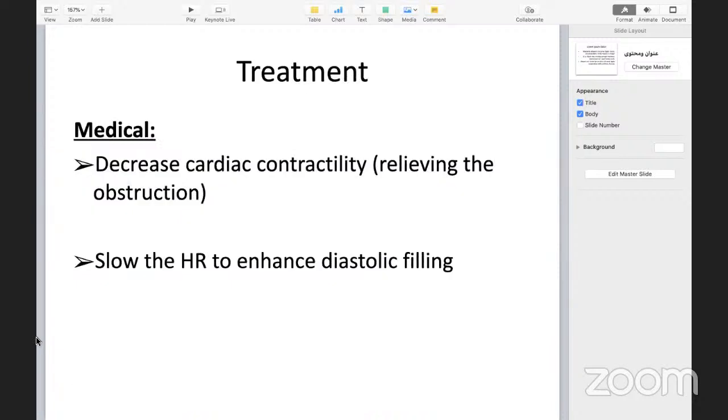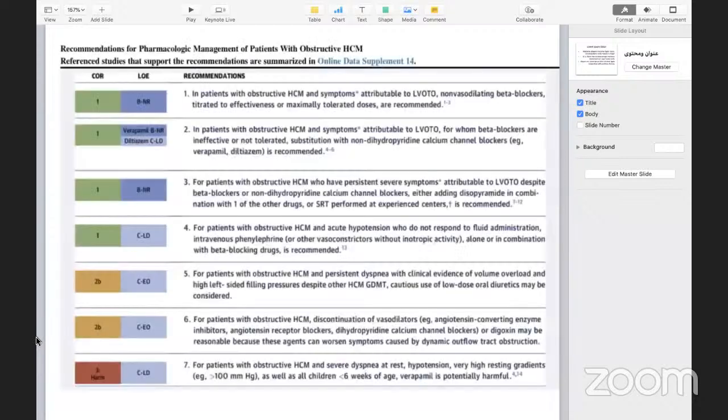Moving to the treatment. We can divide the treatment plan into three categories: medical, interventional, and surgical approach. For the medical, you have to decrease the cardiac contractility to relieve the obstruction, and you have to slow the heart rate to enhance diastolic filling. Whenever you have a patient with hypertrophic cardiomyopathy that doesn't need surgery immediately, you start them with medical therapy, and these are the medications.